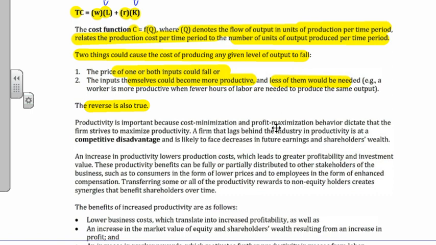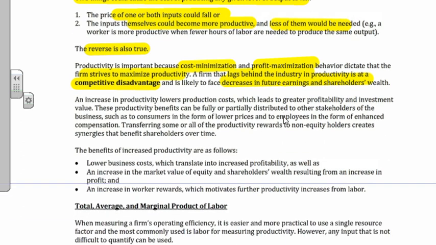Productivity is important because of cost minimization versus profit maximization. You're going to minimize your costs, you're going to maximize your profit. They tell us that the firm always wants to maximize productivity. The firm that falls behind in industry productivity puts itself at what we call a competitive disadvantage and will experience reductions in earnings and shareholder wealth.